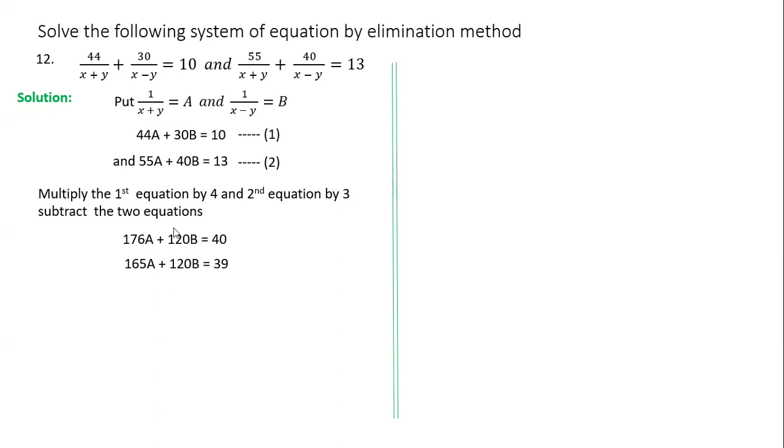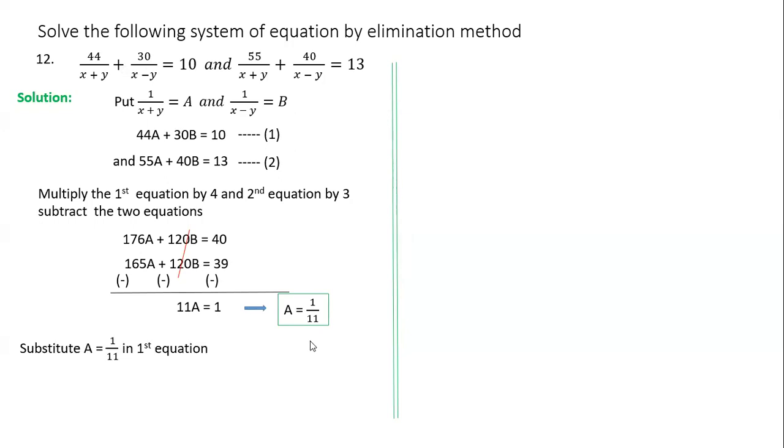Now positive, both are the same. So to eliminate this, I have to subtract. Subtract it: minus sign, minus sign, minus sign. This cancels. So the difference is 11a equal to 1, which implies a is equal to 1 by 11. Okay, you got the value of a.